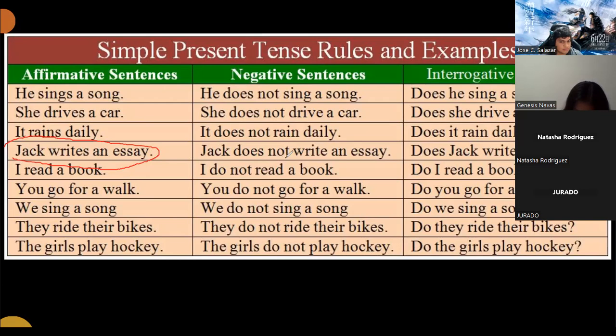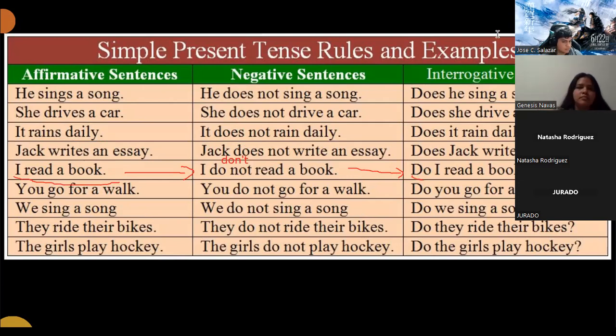Okay, so Jack writes an essay. For the negative, does not or doesn't write an essay. And for the question, does Jack write an essay? Very good. Now, Genesis, the next one, please. I read a book. I don't read a book. Do I read a book? Very good. I read a book. This is affirmative. I do not or I don't read a book. And for the question, do I read a book? Remember that the short form for do not is don't. Thank you. Now, Jose, the next one, please.